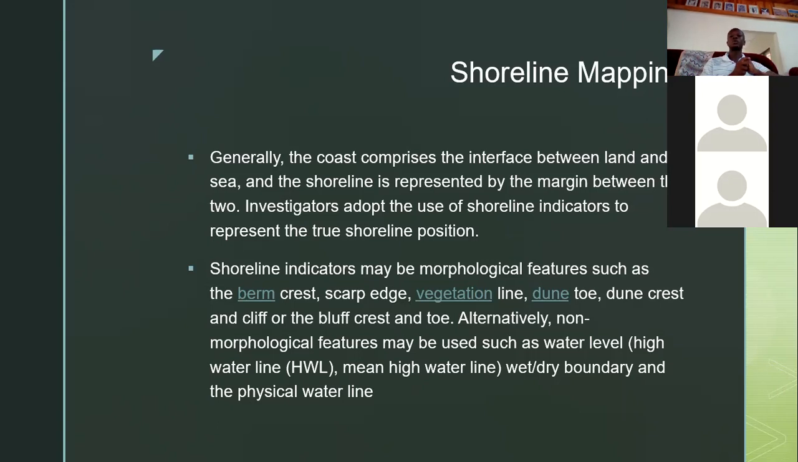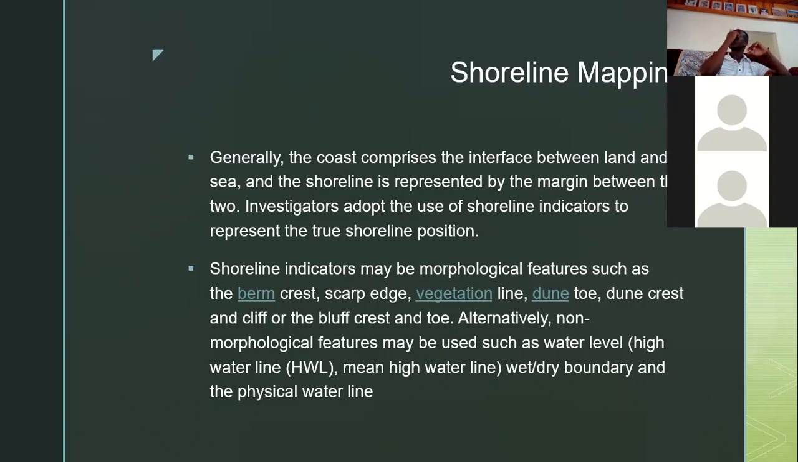Shoreline mapping. Generally the coast comprises the interface between land and sea, and the shoreline is represented by the margin between the two. Investigators use shoreline indicators to represent the true shoreline position. A shoreline indicator tells you what the actual shoreline is. Indicators may be morphological features, like a berm, crest, or scarp. I'm not asking you to go and look for them, but if you're interested, go and read. Then there's the vegetation line, which we can relate to.